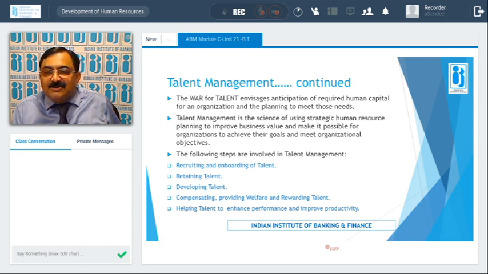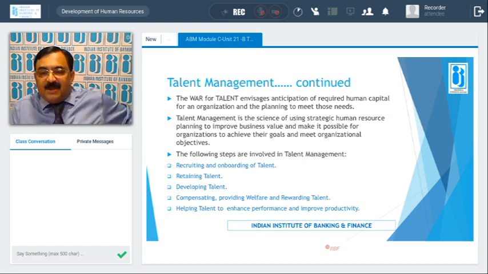Talent management is also known as a science of using strategic human resource planning to improve business value and make it possible for organizations to achieve their goals and meet organizational achievements and objectives.